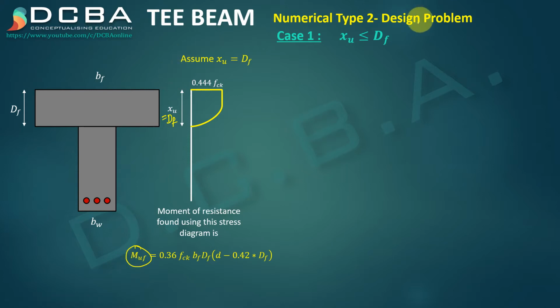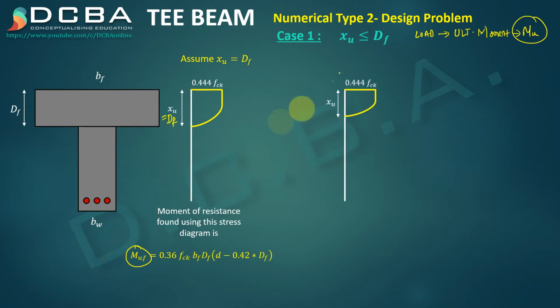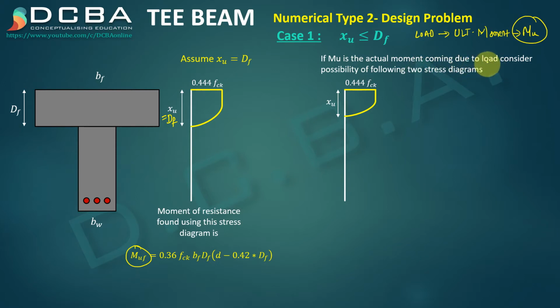Now in design type of problems, one thing that is given to you is loading. From loading, what you can find is the ultimate moment, what we call MU. MU can be found out. So basically MU is given to you in this type of problems. We have MU, we have MUF. If MU is the actual moment coming due to load, consider the possibility of the following two stress diagrams.